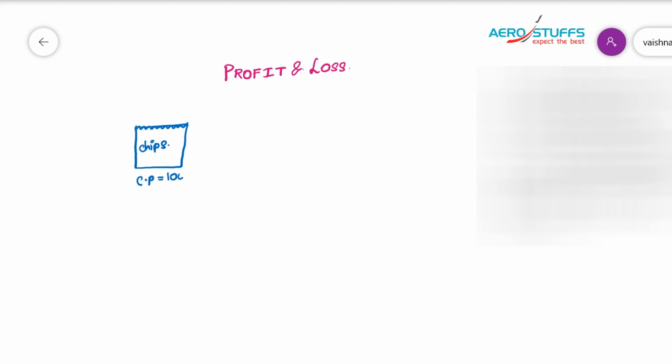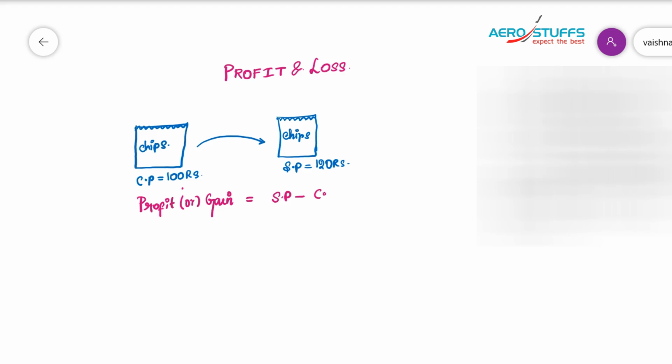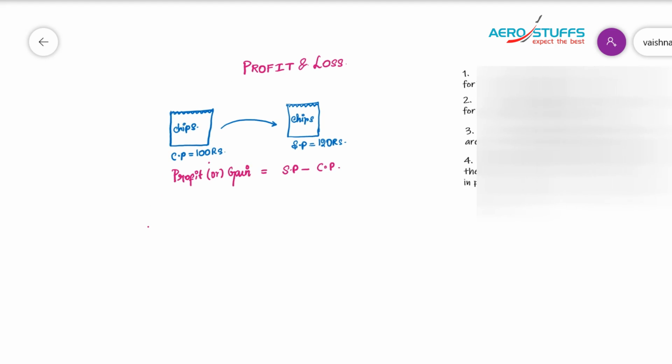So to explain this, let me say that I have a chips packet. I get it for 100 rupees and now I sell this to you for 120 rupees. So what is this CP and SP? The cost price is the amount that I have given to get it. Always what you get is the cost price and what you sell is the selling price.